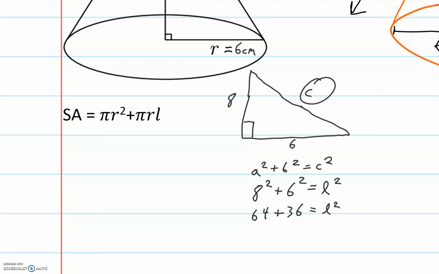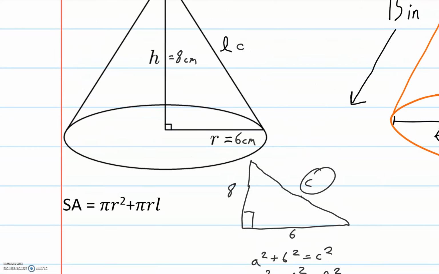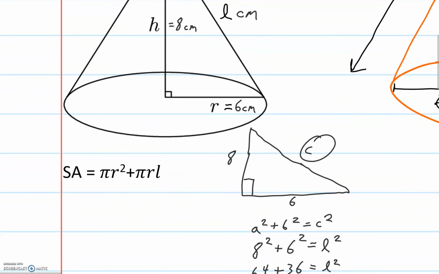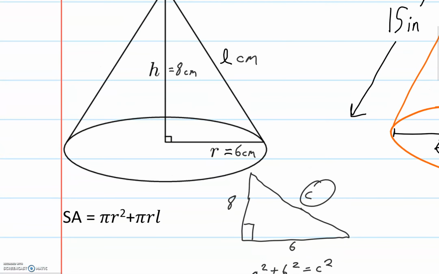If we add those together, we get exactly 100. So L squared is 100, and we square root both sides. L is the square root of 100, which is 10. So L is 10 centimeters. So you can calculate the other side using the Pythagorean theorem, and we just gave that example.